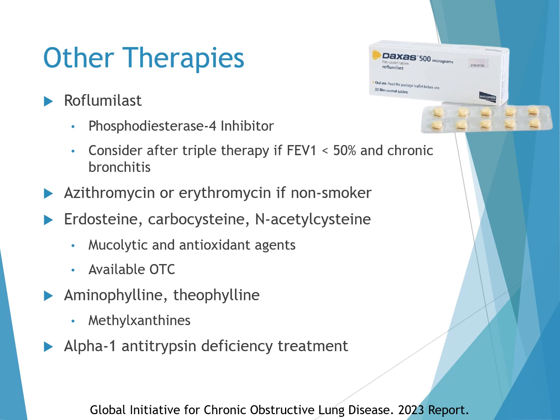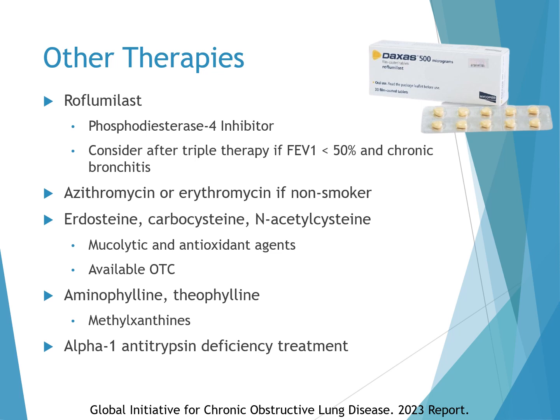Next is these mucolytic and antioxidant agents, including erdosteine, carbocysteine, and N-acetylcysteine. These are available over the counter and can be useful in reducing the risk of exacerbations, mainly in patients that have a lot of sputum production, by helping to break up that phlegm and make it a little bit easier for patients to get rid of that phlegm and also breathe easier. In COPD patients that are not receiving inhaled corticosteroids, these therapies have been shown to reduce exacerbations and modestly improve health status.